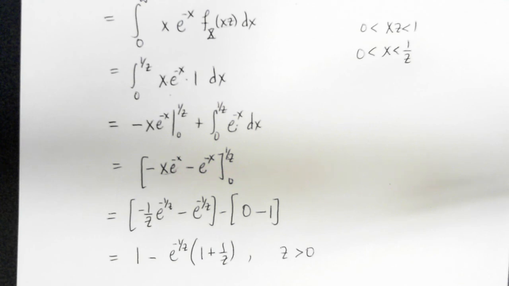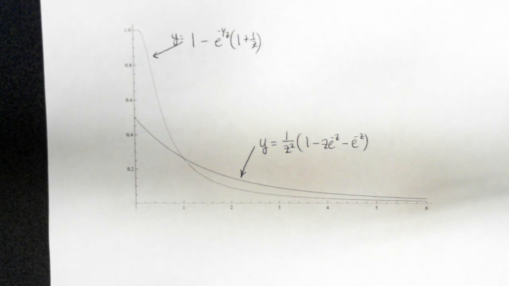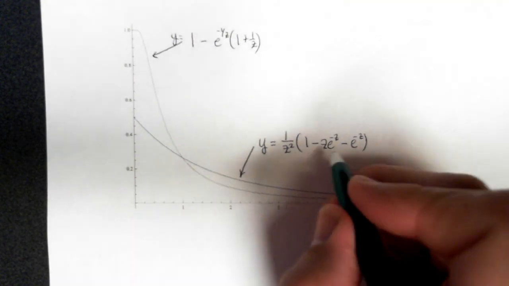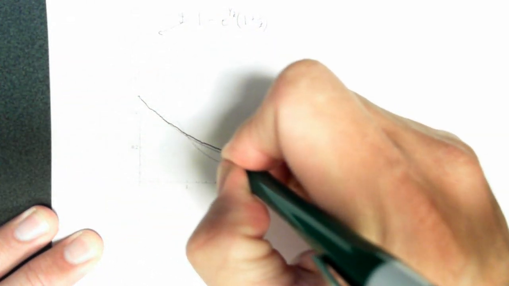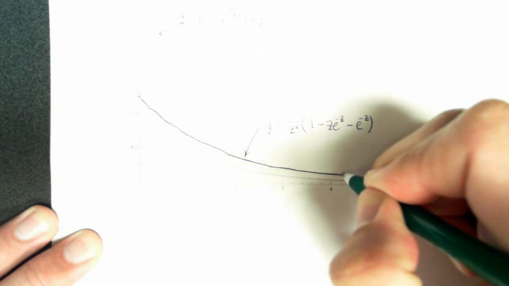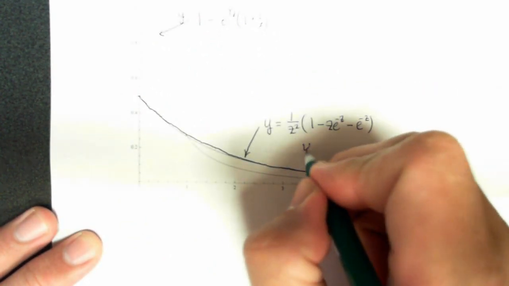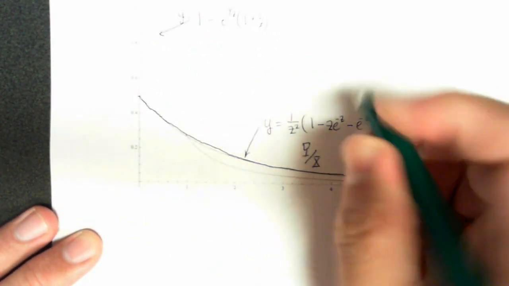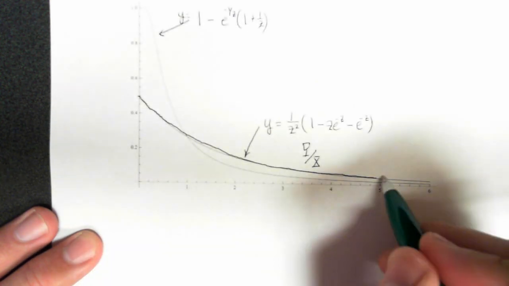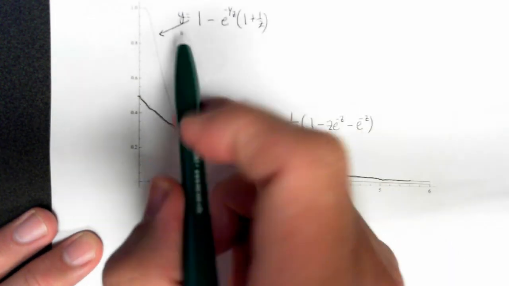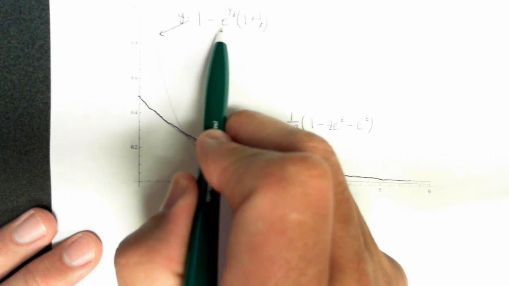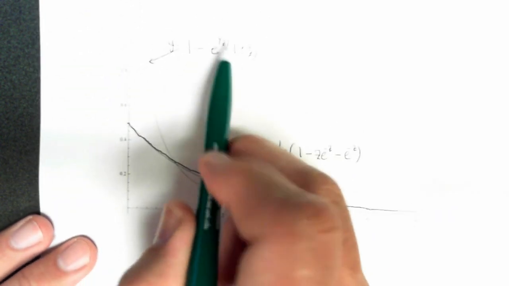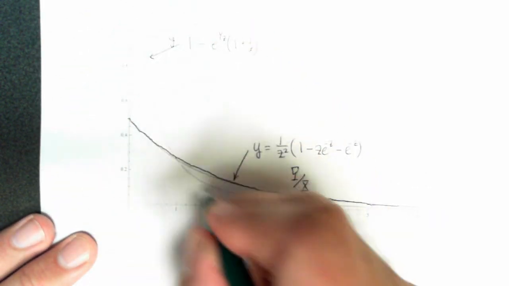Just to give you a taste of what these functions look like, I plotted these out. So the first PDF I got is going to be this curve here, and let me just highlight that. This one here that I'm tracing over now, that is the first PDF for y divided by x, and the area under that black curve is equal to 1. The second one that I got, 1 minus e to the minus 1 over z times 1 plus 1 over z, that's this first curve.